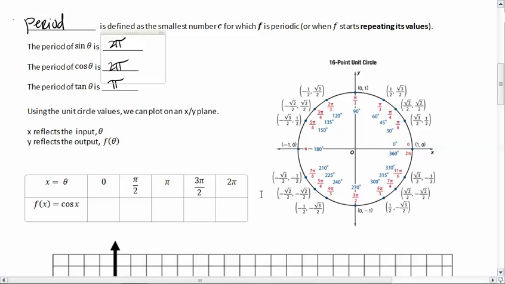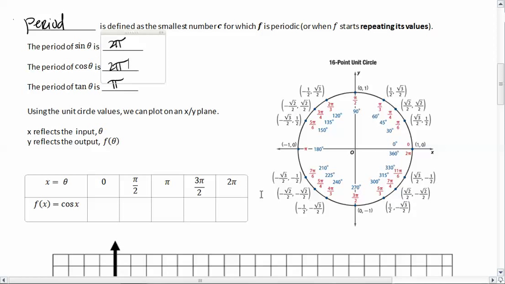So using the unit circle, we can plot these values on an xy plane. Our x reflects our input, our theta, and our y reflects our output, our f of that theta. So let's look at some specific values on our unit circle. If we looked at 0, pi over 2, pi, 3 pi over 2, and 2 pi as our x values, we're talking about where we are when we are on our axes. So 0 is the positive x-axis, pi over 2, we're at the positive y-axis, and so forth.